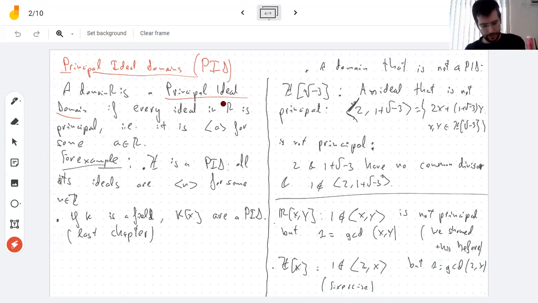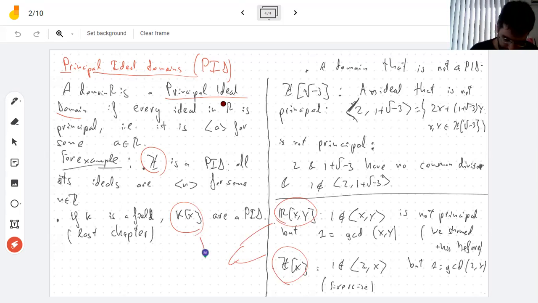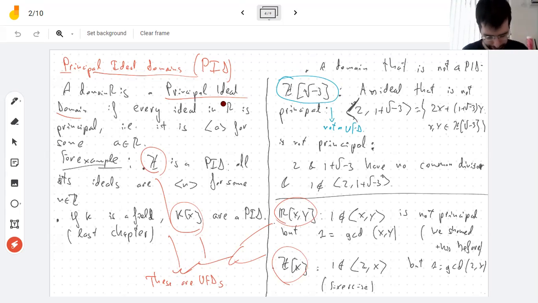Okay. So I think we know a lot of rings that are PIDs. We know a lot of rings that aren't. So this is a UFD. We've said this is a UFD, and we're going to show in this chapter that these are UFDs. You can do unique factorization in all of them. Here, this one is not a UFD. As you know, we've been talking about that all day.